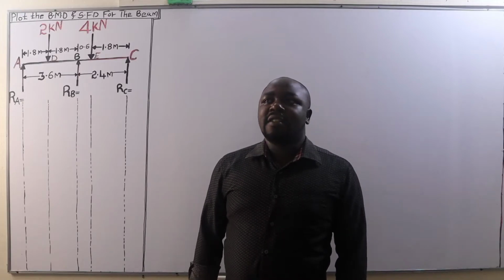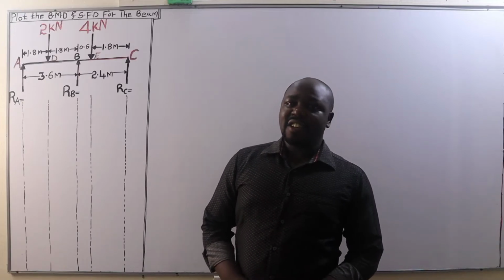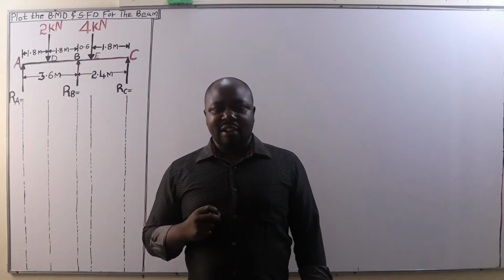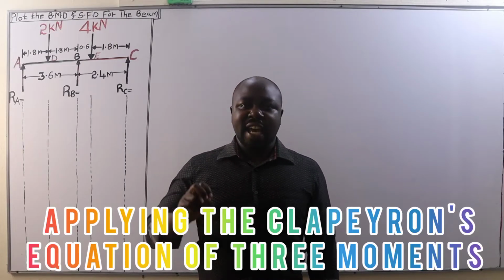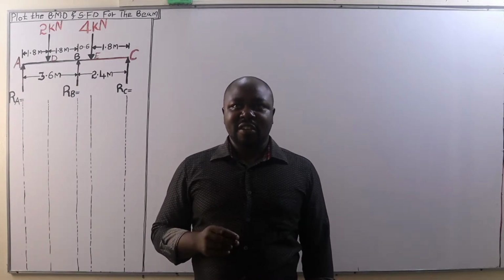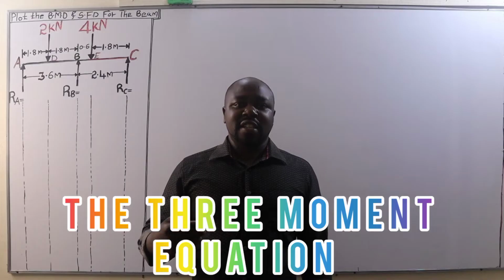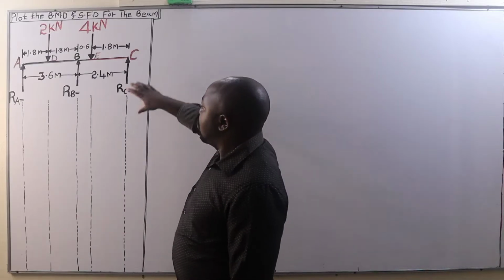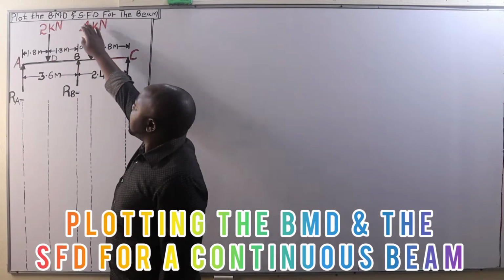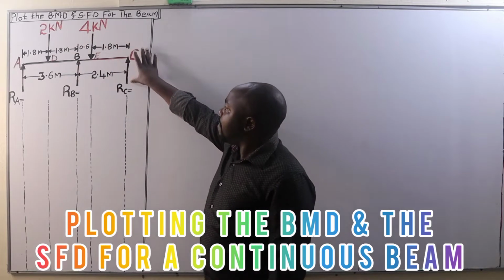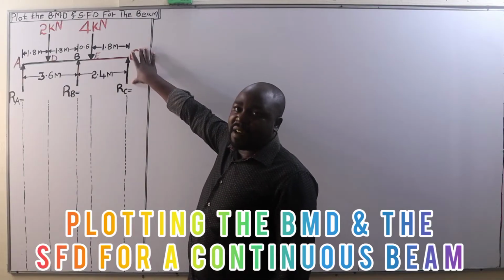Hello and welcome back. In today's lesson, we are going to apply the equation we derived in our previous lesson, that is Clapeyron's equation of three moments, or in other words what we call the three moment equation. And we are going to apply it today to plot the bending moment as well as the shear force diagram for the beam shown in the figure below.